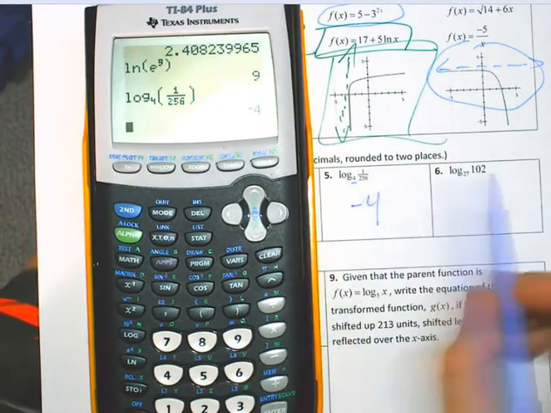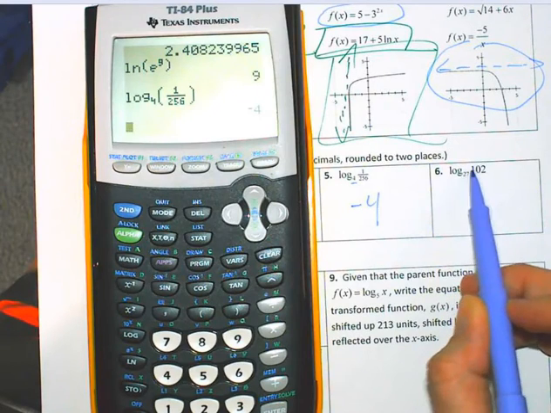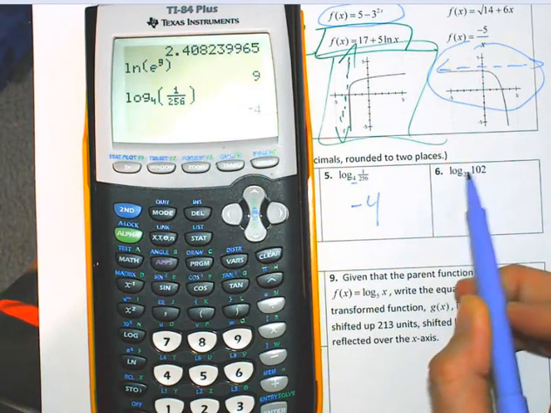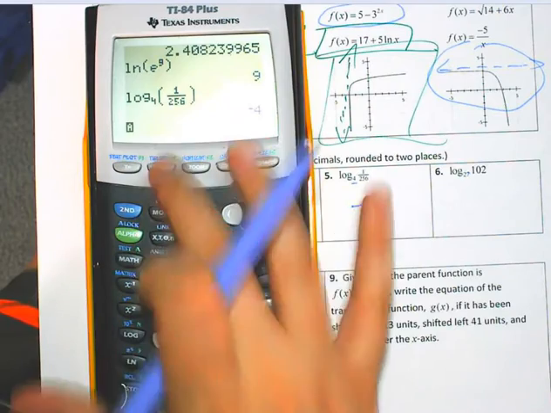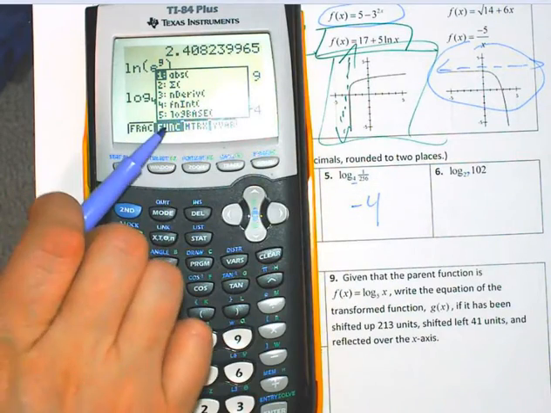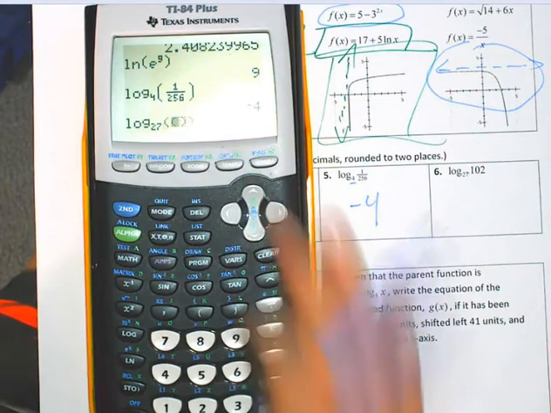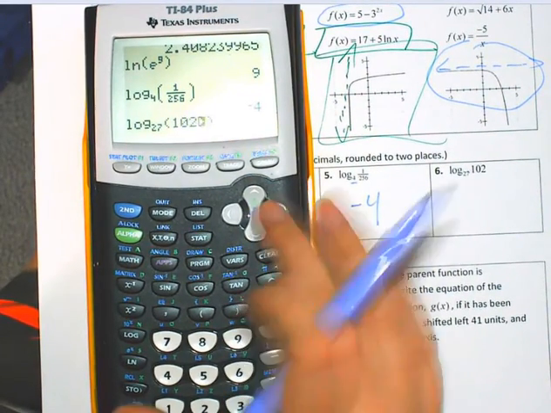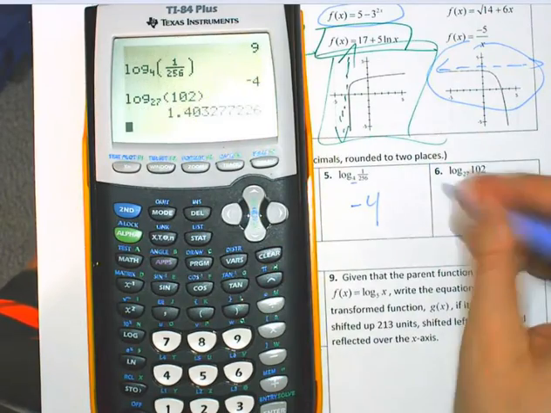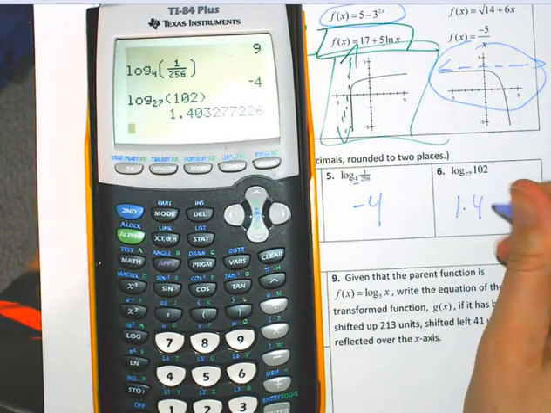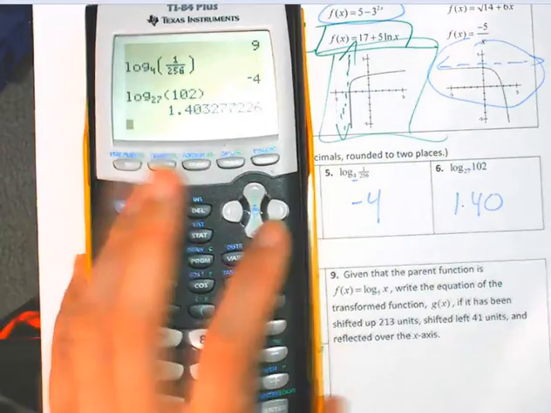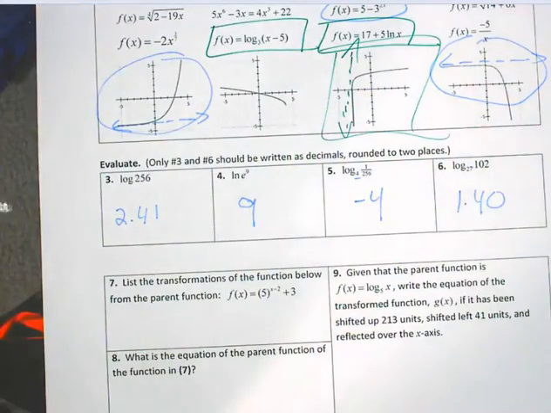Again, let's look at another one. Log base 27 of 206. Remember, to be able to change your base, you're going to do alpha window number 5. And then I can put my base in, 27, 206. Arrow out, press enter, so 1.40. Okay, so if this is evaluate, all you do is plug it into the calculator.